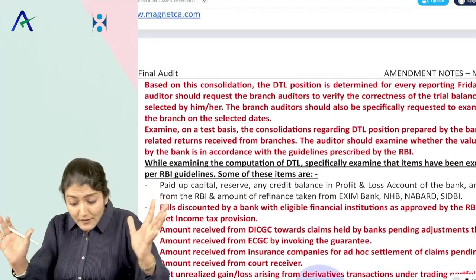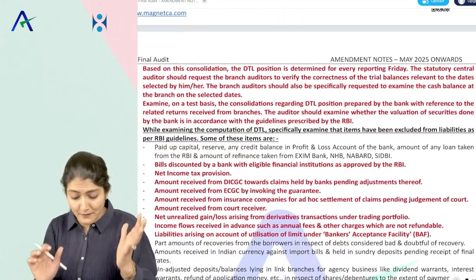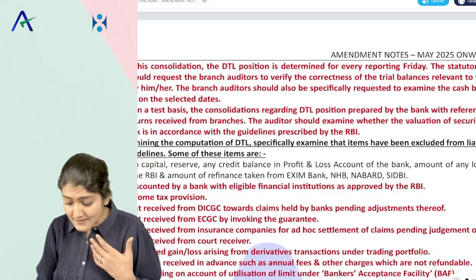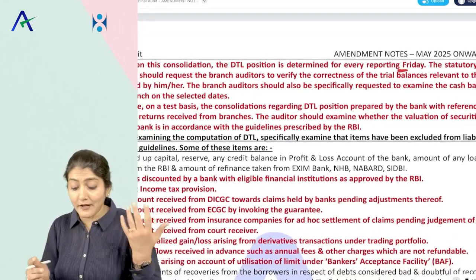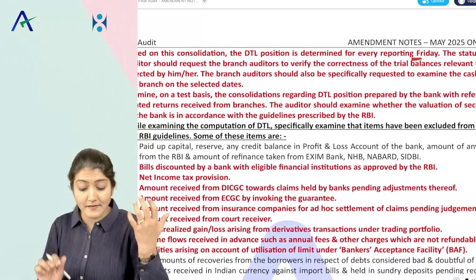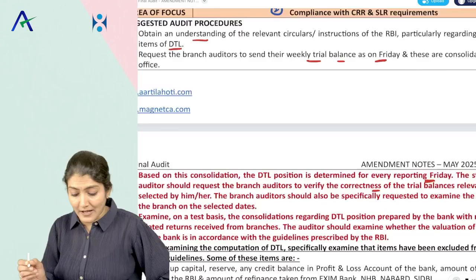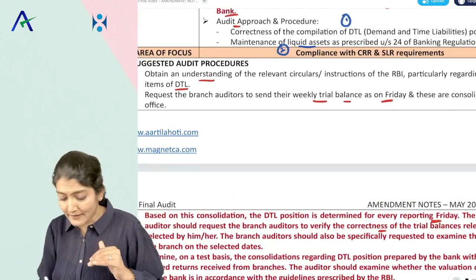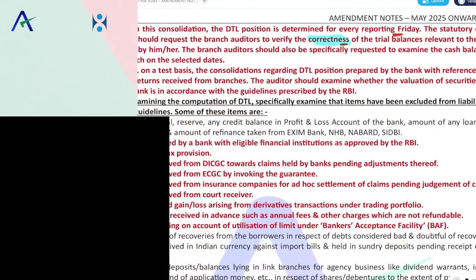Based on this consolidation, you now receive the information from the branch auditors also. The DTL position is determined for every reporting Friday, and the SCA should request the branch auditor to verify the correctness of the trial balance. When they submit this weekly trial balance, obviously the branch auditors need to check its correctness. Yes, they need to check the correctness of the trial balance.